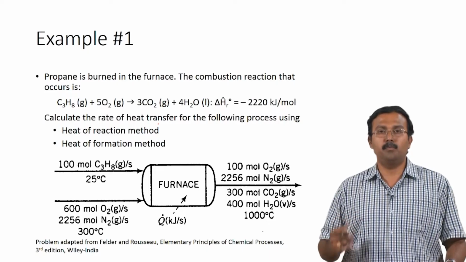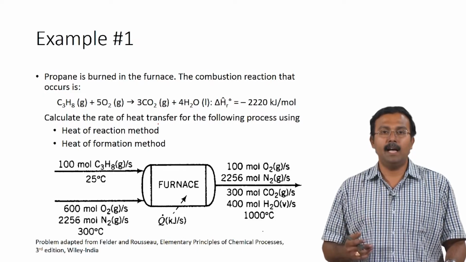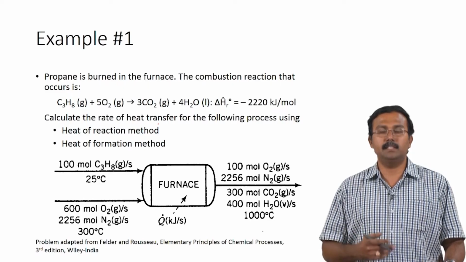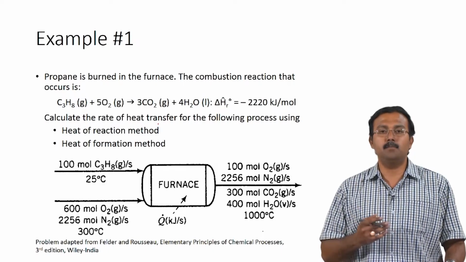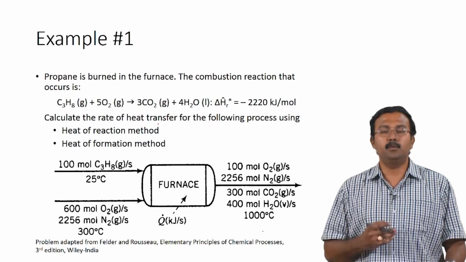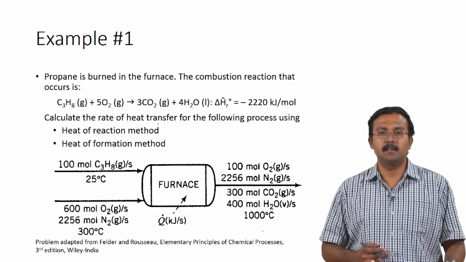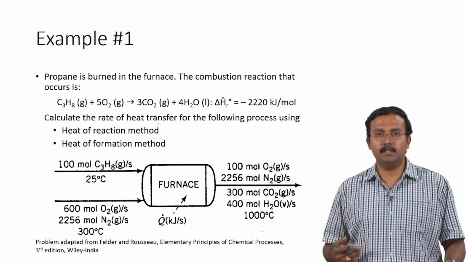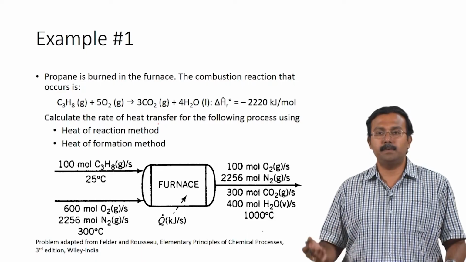You have 100 moles of propane gas entering at 25 degrees Celsius per second, and you have air which is a mixture of oxygen and nitrogen, and the composition of oxygen and nitrogen in this mixture is also given, and this is entering at 300 degrees Celsius, which is basically 600 moles of oxygen per second and 2256 moles of nitrogen per second entering at 300 degrees Celsius. And you have the exit stream which contains 100 moles of unreacted oxygen which is leaving and 2256 moles of nitrogen which is leaving per second.